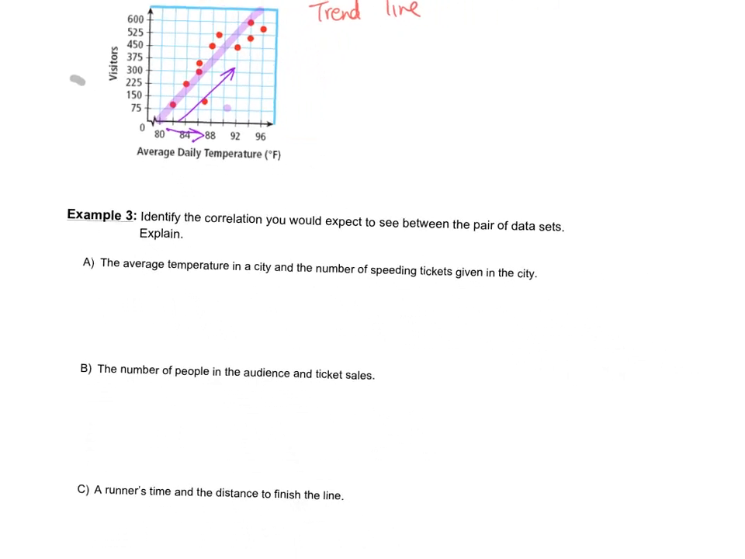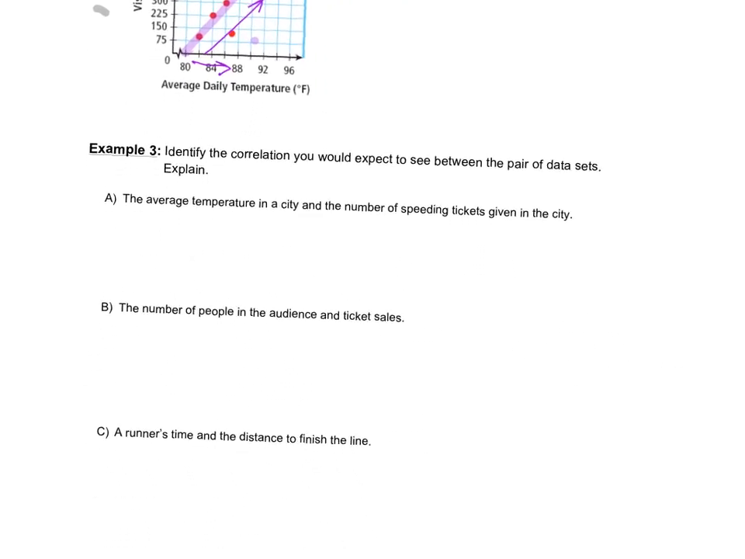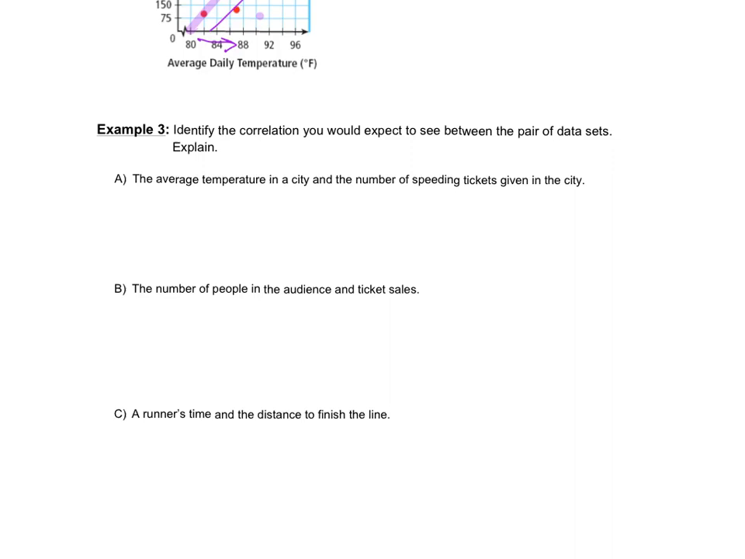Example 3 is asking us to identify the correlation you would expect to see between the given data set. So let's look at letter A. Average temperature in a city and the number of speeding tickets. Well, you really have to think about this. Do the number of speeding tickets have anything to do with temperature? Or does the temperature have anything to do with speeding tickets? There's really no correlation whatsoever.